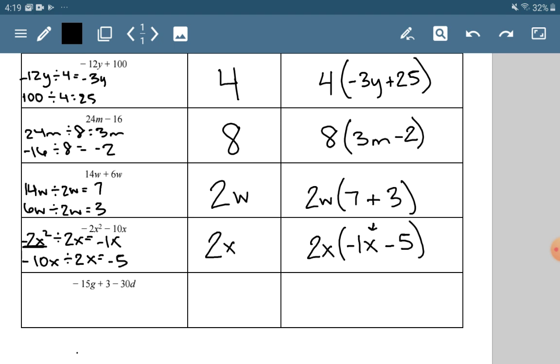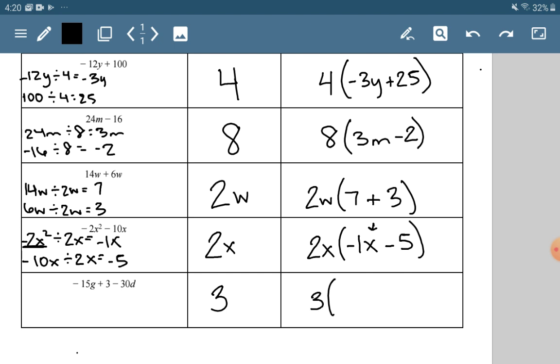Lastly, I have negative 15g plus 3 minus 30d. I've got 3 terms there, so I've got to find something that I can divide all 3 of them by. I'm going to look at my smallest term, which is 3, and I think about the factors of 3. 3 is only divisible by 1 and itself, and 15 is also divisible by 3, and 30 is divisible by 3, so that's the factor I'm going to pull out. When I look at my other terms, my 15 has a G, but none of the others do. My 30 has a D, but none of the others do. So that means the only thing they all have in common is a factor of 3. That's the only thing I pull out on this problem.